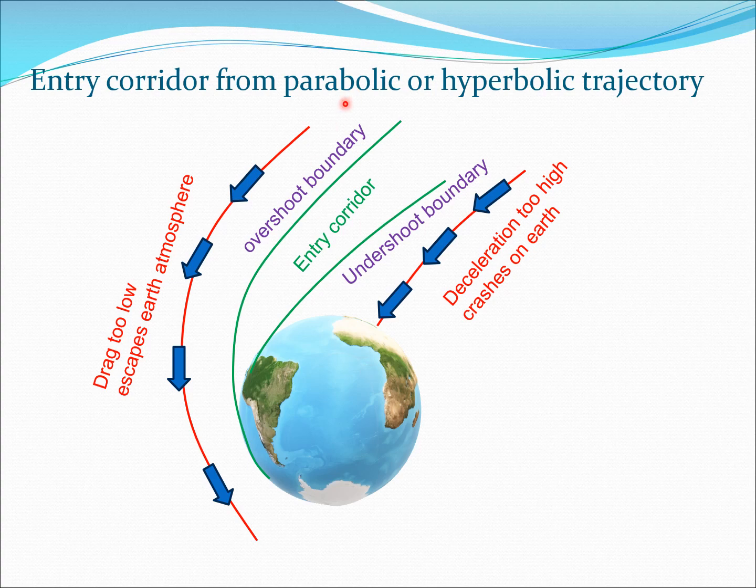The second possibility is that the drag is too low, and then what happens is that this vehicle has escaped the atmosphere of the earth and it goes on somewhere out there in space. So both these scenarios are not good. What you want is in this green corridor which I have made, which is known as the entry corridor. Here there is a particular path of approach which is somewhere between this region of high deceleration and this region of drag being too low, and you need to fly within this corridor if you are coming to the earth. The boundaries of this corridor are known as the undershoot boundary and the overshoot boundary.